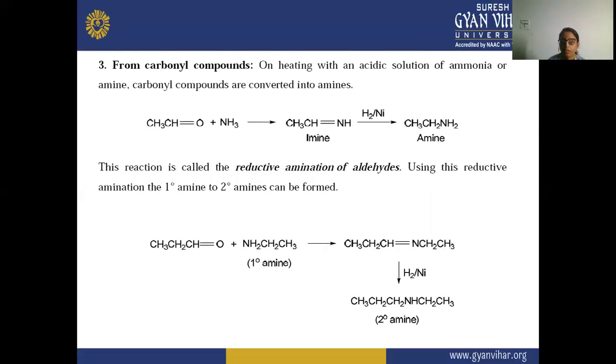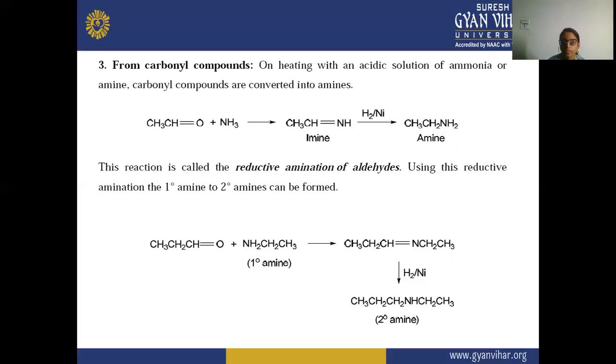Next is from carbonyl compounds. On heating with an acidic solution of either ammonia or amine, carbonyl compounds are converted into amines. In this case, the carbonyl compound, the aldehyde acetaldehyde, reacts with ammonia, and there is a formation of an imine, and after that there is a reaction in the presence of the catalyst nickel, hydrogenation is happening, and there is a formation of the amine. This reaction is called reductive amination of aldehyde.